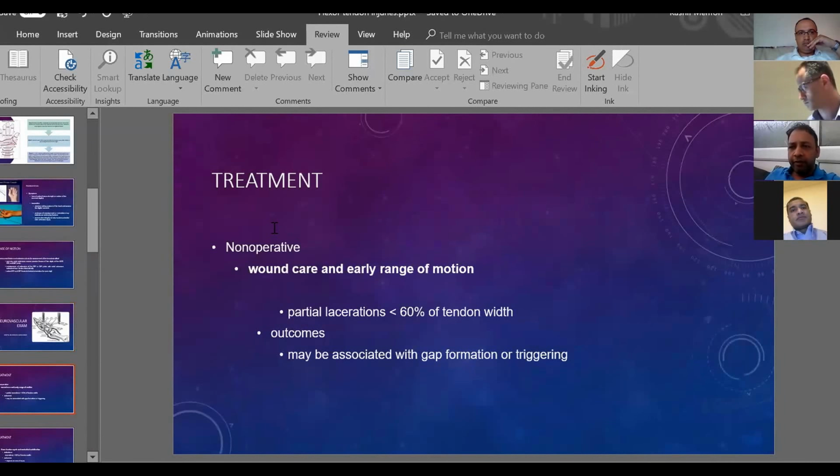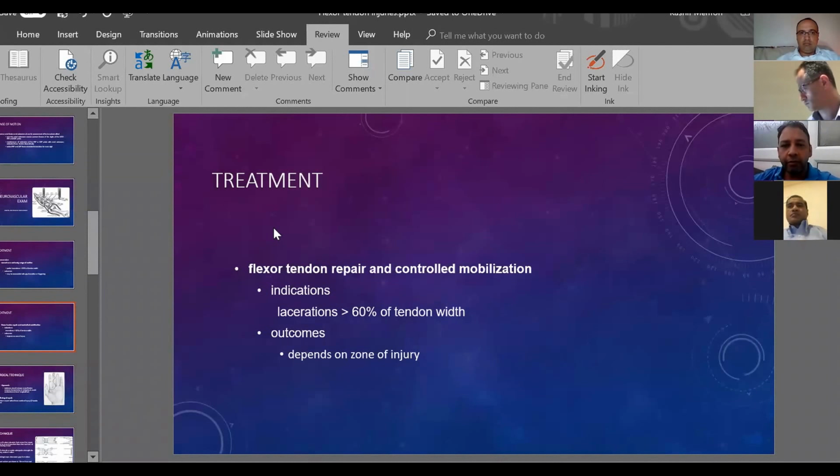So treatment of the flexor tendon injuries is divided by whether this is a partial laceration to the tendon or a complete laceration. So if it is a partial laceration of less than 60% of the tendon width, you don't need to repair that. You need wound care and early range of motion for those types of injuries. And usually the outcome is good. If there is gap formation and triggering, then you can address it later. But if a laceration is more than 60% of the tendon width, then you have to do the repair of the tendon, followed by controlled mobilization.